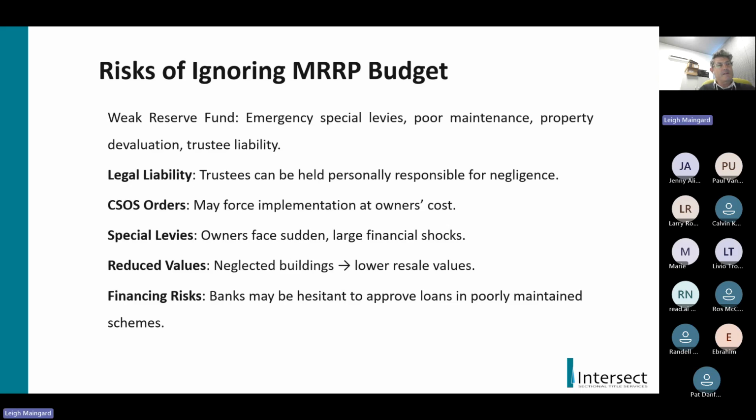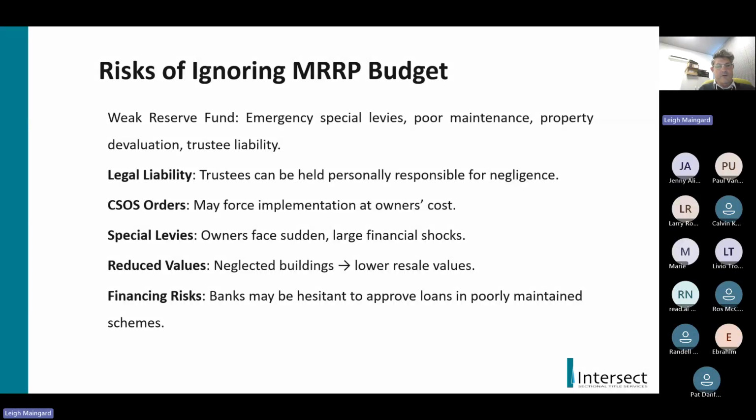On the reserve fund side, legal liability, trustees can be held personally responsible for negligence, as mentioned, the same as the admin budget. CSOS matters, CSOS orders against the body corporates to enforce them to create a 10-year plan or get one drawn up, and then to raise levies. Special levies, ultimately, like I said, if the money is not in the bank and the owners are not contributing to the fund, then the only way to raise money is through a special levy.